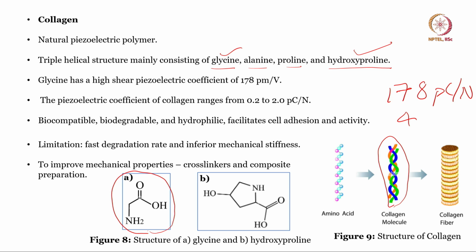The major limitation of collagen for use in the biomedical field is that this material undergoes very fast degradation. Being of biological origin, degradation of the material is very fast. Apart from that, the mechanical property of this material is also very low. So, that is why many researchers have tried to improve the mechanical property of the material by using different cross linking agents and also by making different composites of collagen with various other polymers.